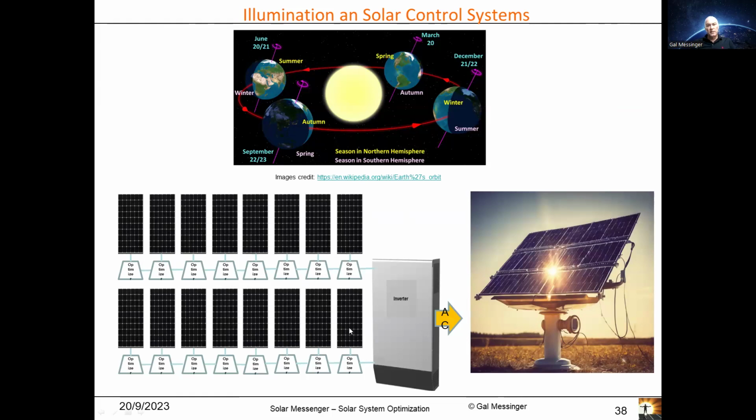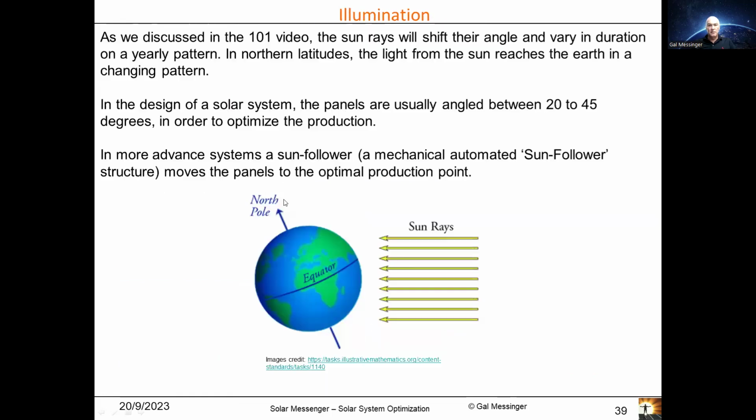Most houses have arrays on the roof. And then we can have things that are called optimizers or microinverters. This is an optimizer system. So the inverter is connected to small units that make the power usage from the panel maximized.